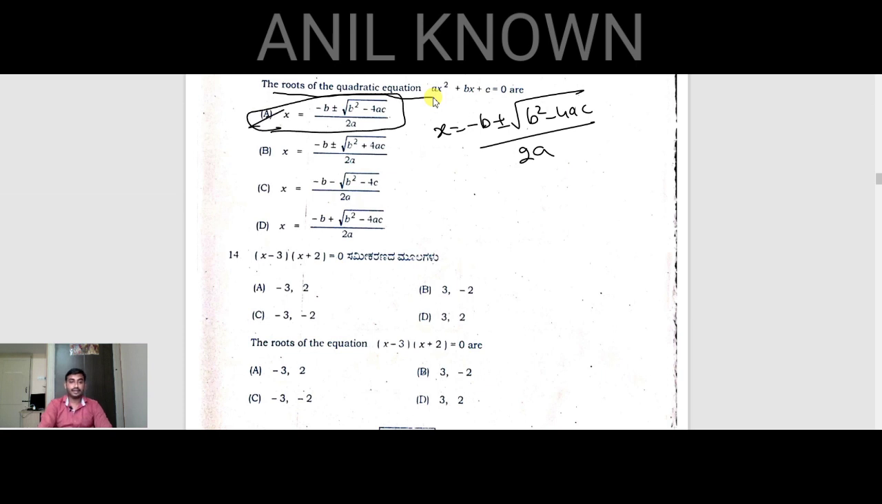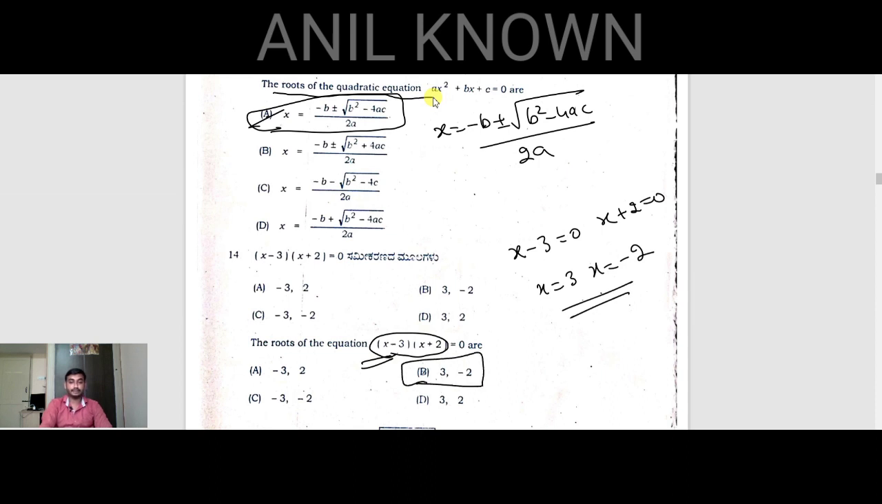Then, see, x minus 3 into x plus 2 is equal to 0. The roots of this equation are, so very simple, these are already given as factors, that's why we can directly write x minus 3 is equal to 0 or x plus 2 is equal to 0. Then x is equal to 3, x is equal to minus 2, that is 3 comma minus 2 is the correct answer, that is option B.